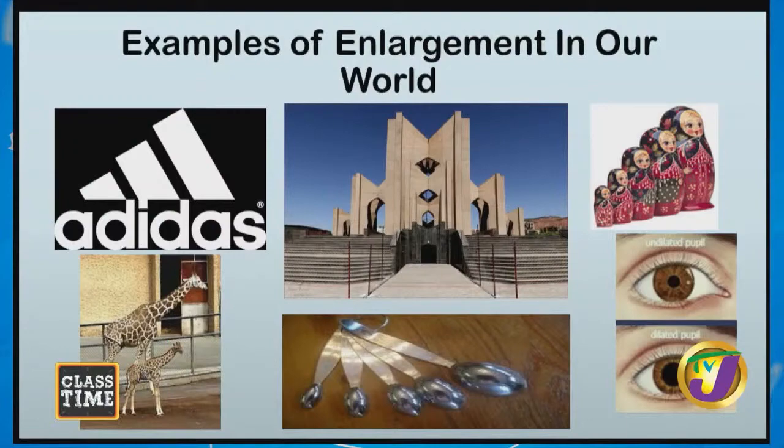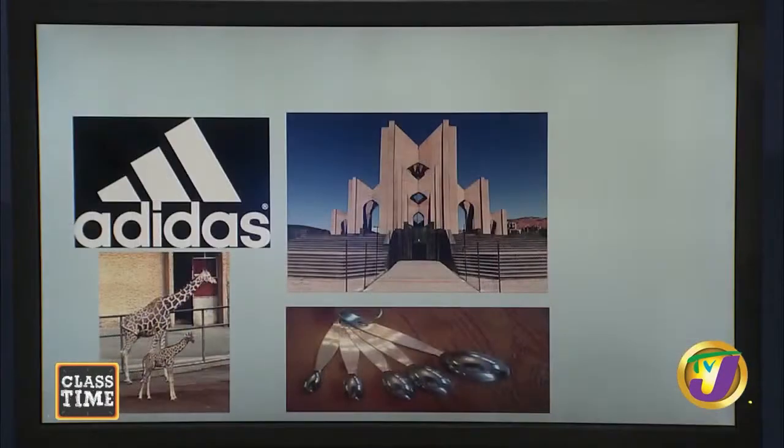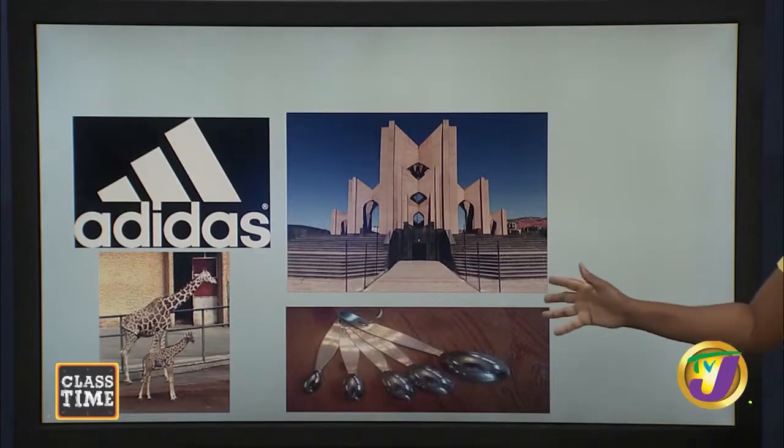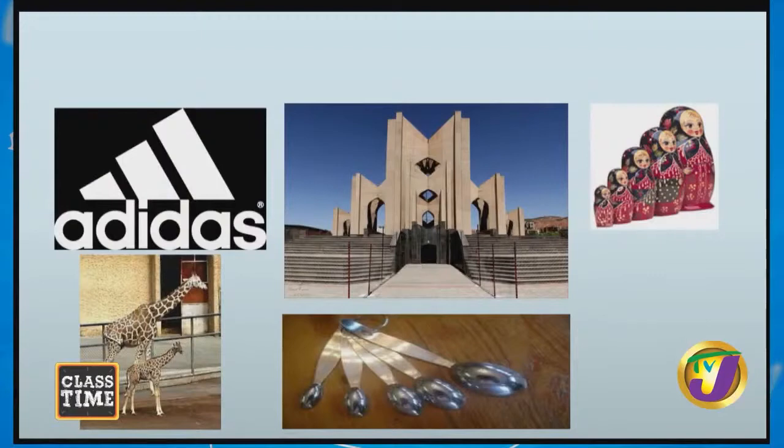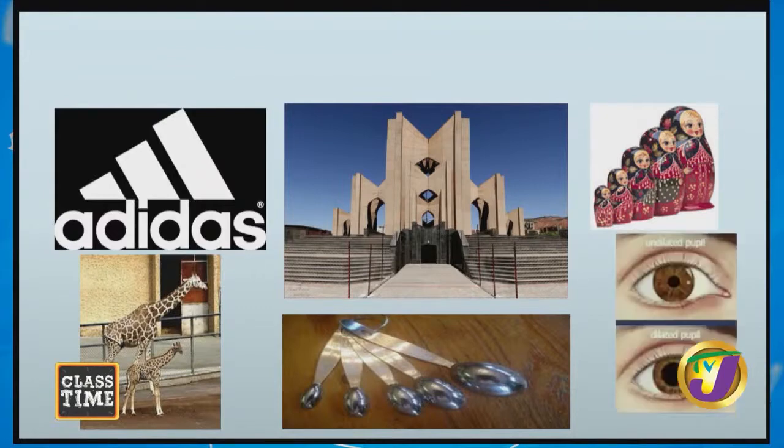Now, if we look at these spoons, clearly I'm seeing that the sizes of these measuring spoons are getting larger. So we have small to large and large to small, depending. Oh, these dolls. They're dolls arranged in order from smallest to largest. That is true. And finally, we have the picture of two eyes.